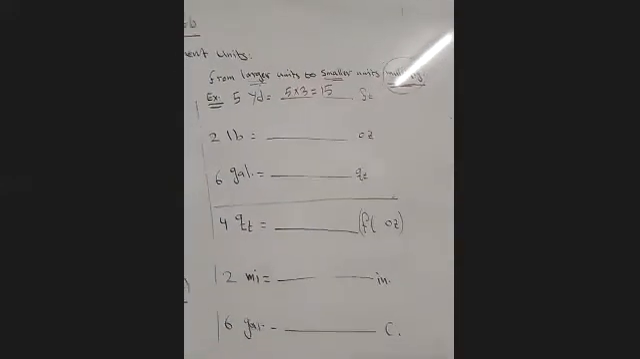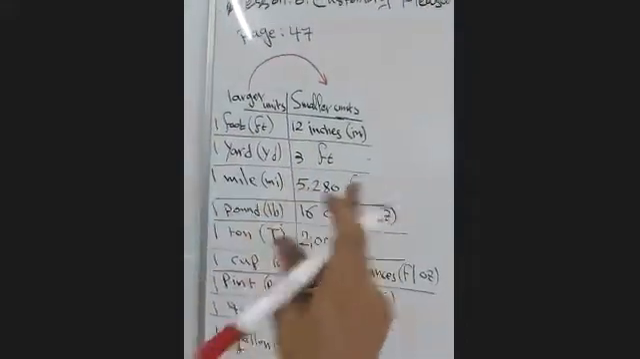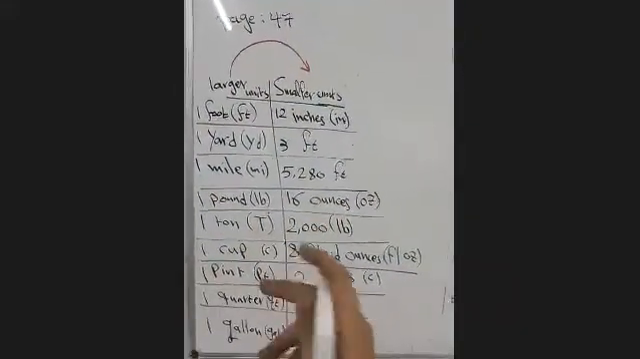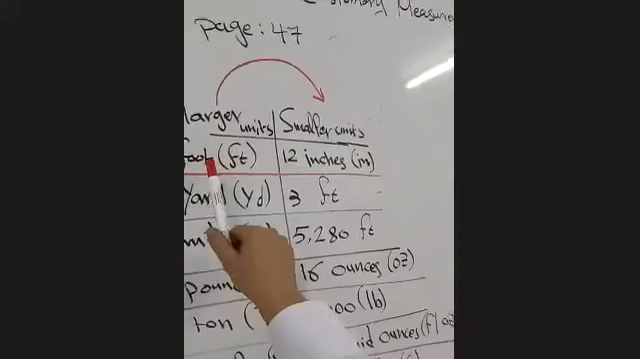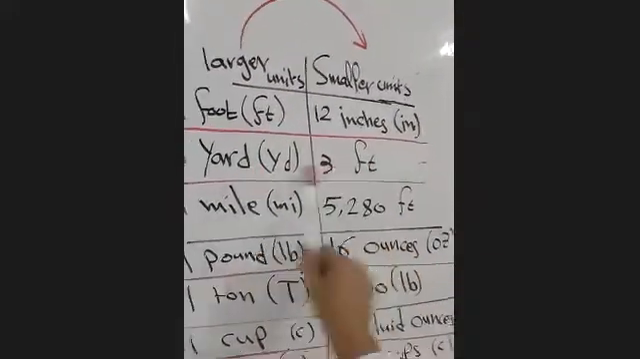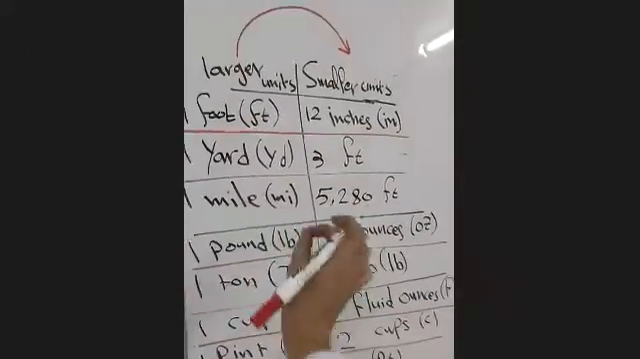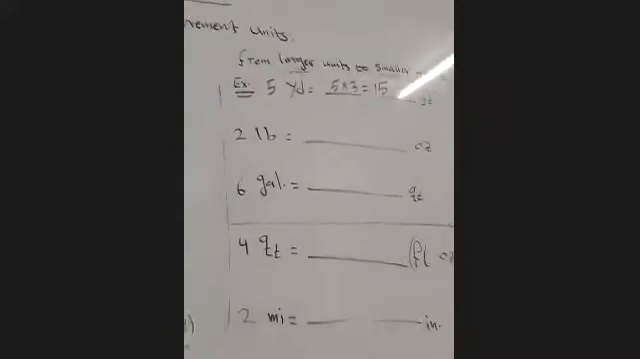15 feet. So the first step, guys, in turning between units, you will use the table and search for a direct relationship. Direct relationship means foot to inch. This is a direct relationship. Yard to feet, direct relationship. Mile to feet, direct relationship. Okay? Besides each other.